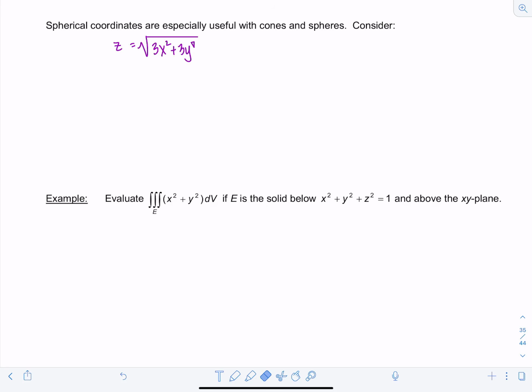Okay, well typically we don't have those 3's in front. When we deal with our cone, we just have z equals rad x squared plus y squared, but all this does is change the steepness of the cone, okay? So let's see, how would you convert this to spherical?